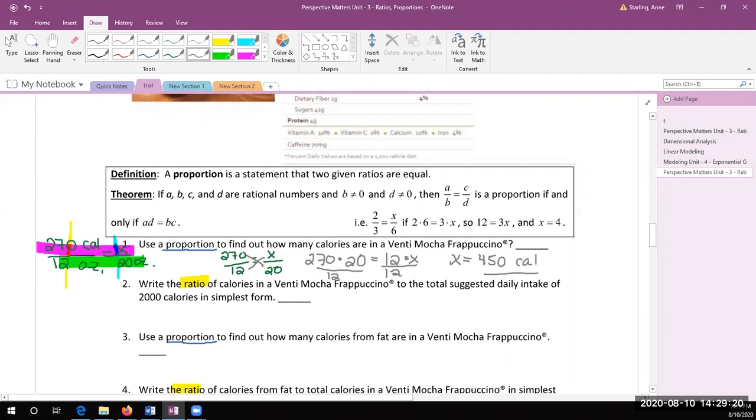And I always like to think, does that answer make sense? Back to my problem solving. It's a bigger drink, so it should have more calories. So that answer does make sense.